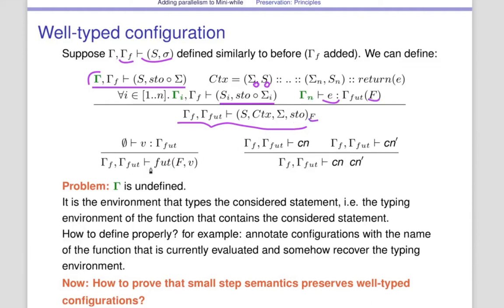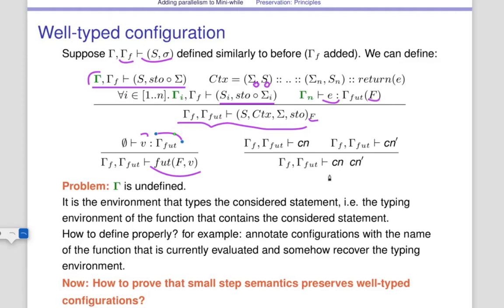For the futures, it's way simpler because you must just check that the value that is stored inside the future fits with the type of the future, and then you can compose this kind of configuration trivially by just checking each part. The problem here is that gamma is undefined.